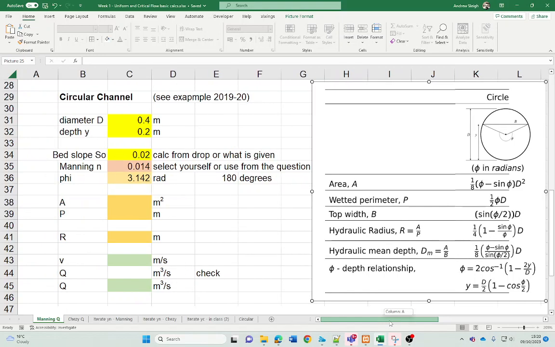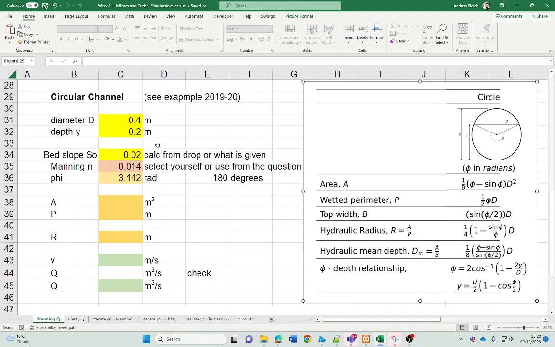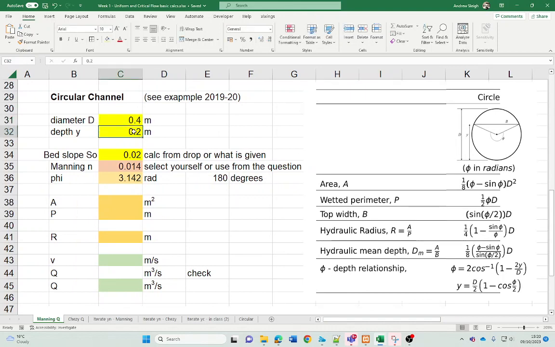Okay, so let's go and look at that calculation. So we're given 0.4 diameter, 0.2 depth. Well, we can see by inspection there that the depth is halfway across, so we're going to expect phi to be half a circle, which is pi. But let's use the formula. Bed slope 0.02, Manning's 0.014. I'm going to delete that there. We shouldn't have had that there. Let's use that formula. So let's do this second last formula here.